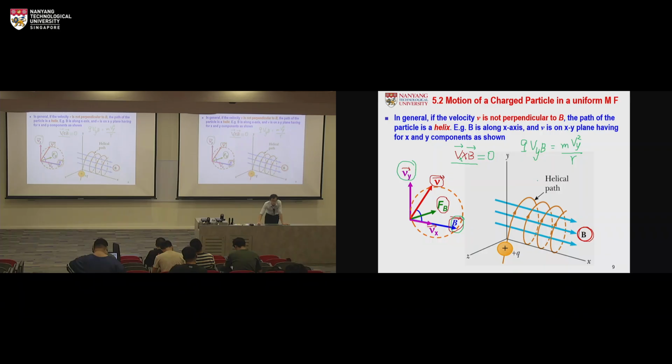So overall, what you will have is a circular motion defined by this, and another linear motion defined by this Vx, right? In reality, these two added together give you the so-called helical motion. It's basically something like this, the so-called helical motion.